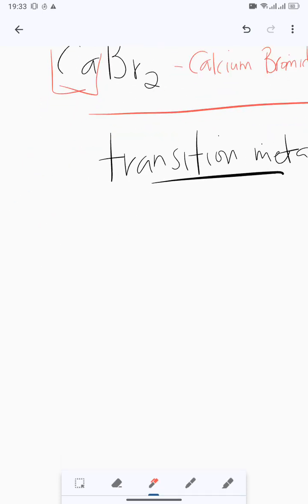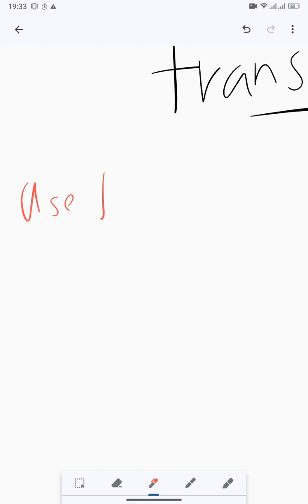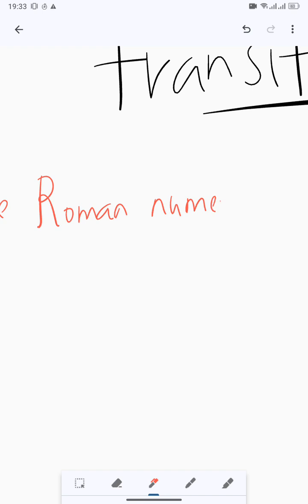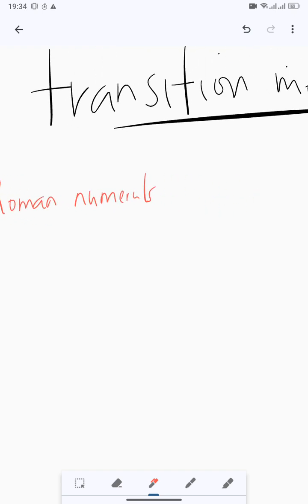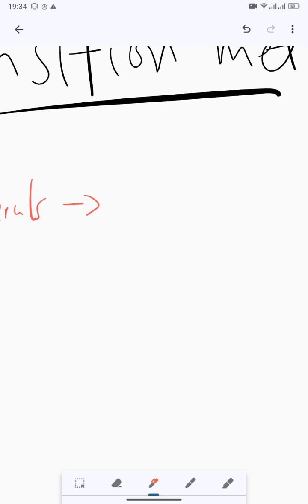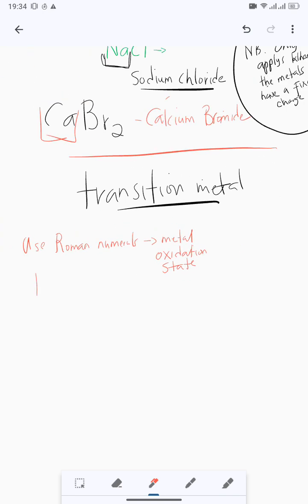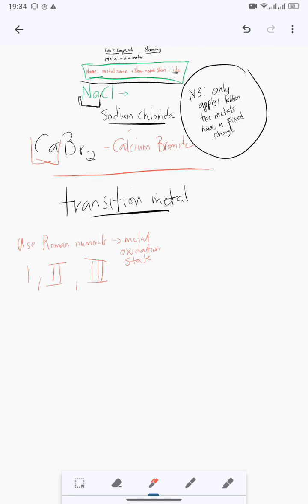You should also take notes here. Another thing to note with transition metals is that we use Roman numerals, right? We use Roman numerals only to indicate the metal oxidation state. The Roman numerals, you know them. So then let's dive in.